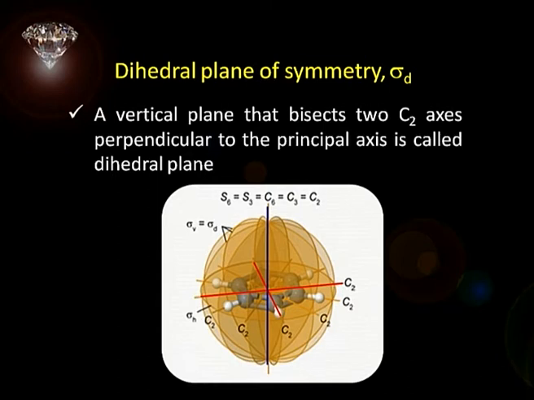In benzene, what you find is there are a number of C2 axes, and we know that in this case the principal axis happens to be our C6 axis. Out of the C2 axes, I have just taken 2 of them to show you: this is one C2 axis here, another one here. Now, if I think of a vertical plane which bisects these two, you have a plane passing through here, bisecting this C2 axis and this C2 axis. This vertical plane, which includes my C6 axis and bisects these 2 axes, will be called a dihedral plane.